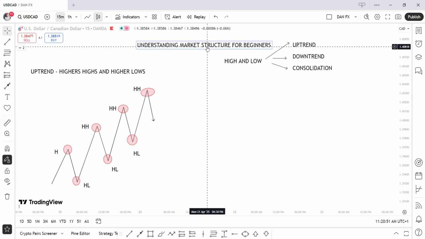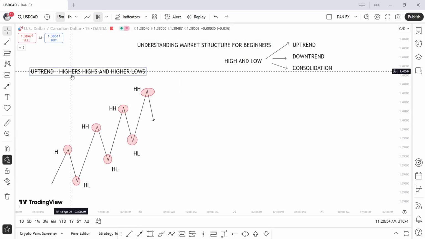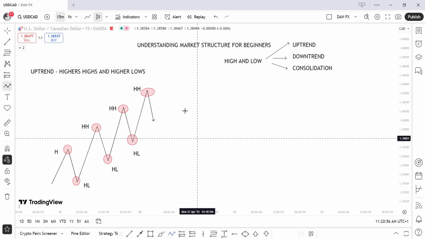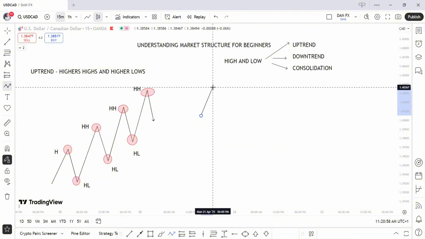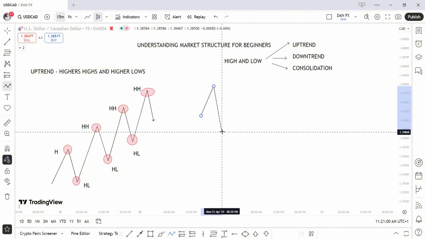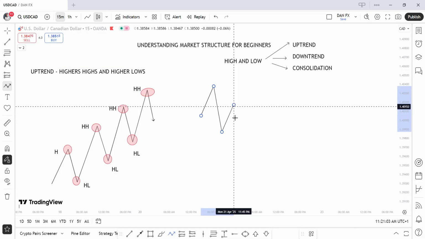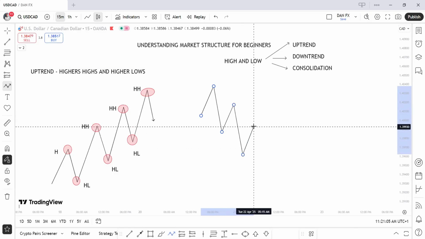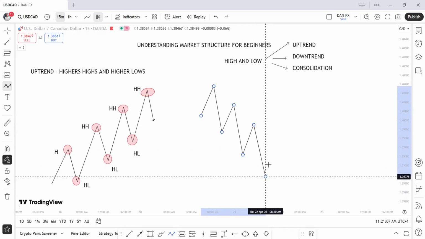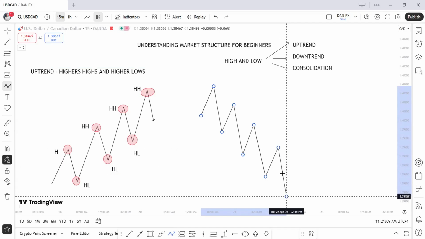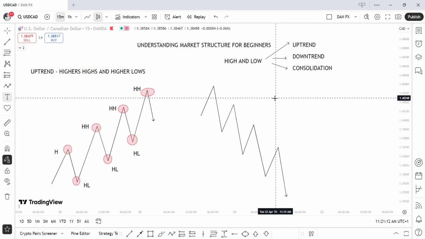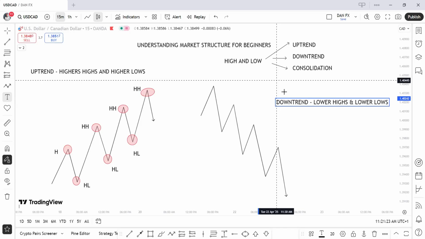So what about a downtrend? A downtrend is going to be the opposite of this. In a downtrend you're going to get a high, and then a low. Then you're going to get a lower high, a lower low, a lower high, a lower low, a lower high, a lower low. So a downtrend consists of lower highs and lower lows. It's the opposite of an uptrend.